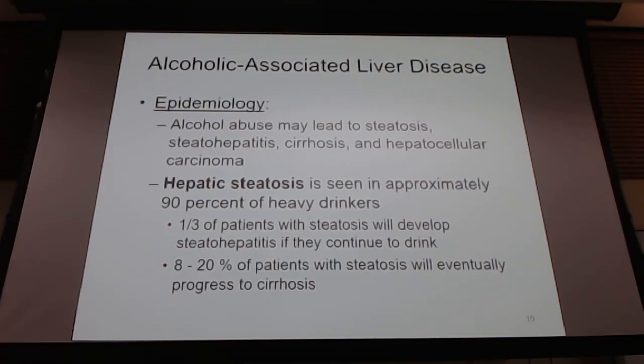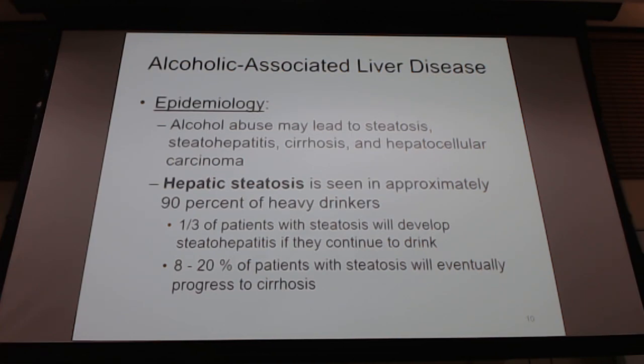This is what probably got Toby Keith, maybe Patrick Swayze, I don't know exactly, but just to give you some idea, this does happen to people. So 90% of heavy drinkers are going to have fatty liver that is related to alcohol, steatosis. 1 in 3 will develop the next level if they continue to drink, and then 8 to 20%, that's a pretty wide percentage, so I wouldn't put too much faith in it, will progress to cirrhosis. But anywhere from 1 in 10 to 1 in 5.